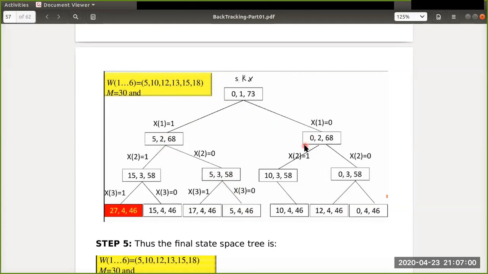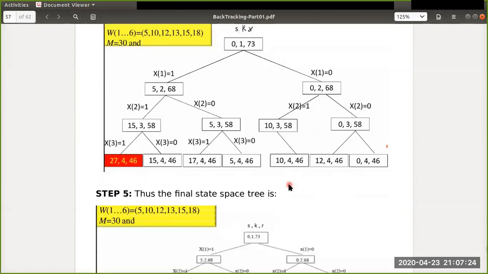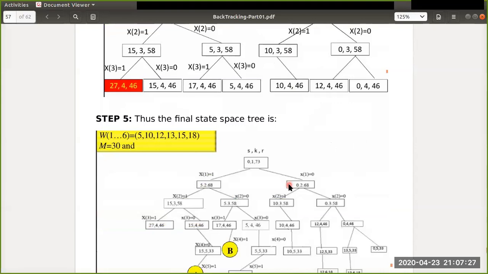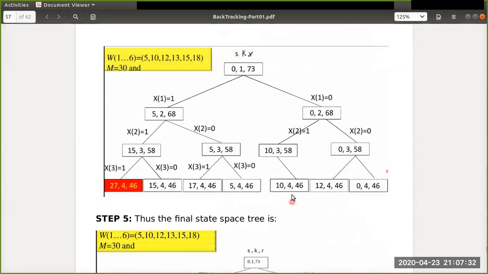Come to this point, and come to this point. Here I generated the right side. I'm taking the right side. We'll see the final answer here also. Here the right side is included and the left side is not taken, so that is the third item made.